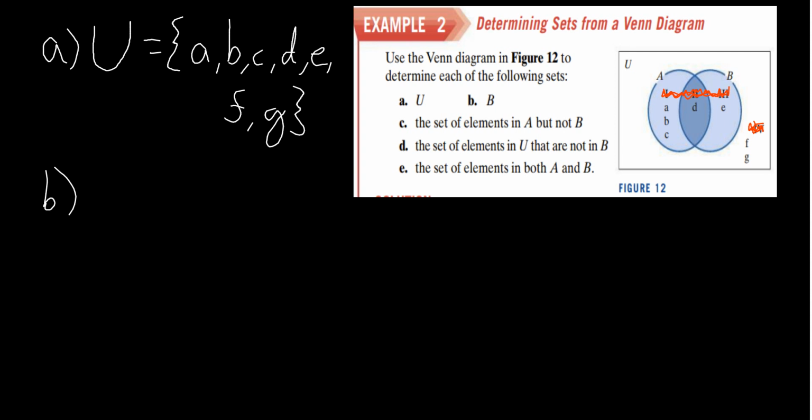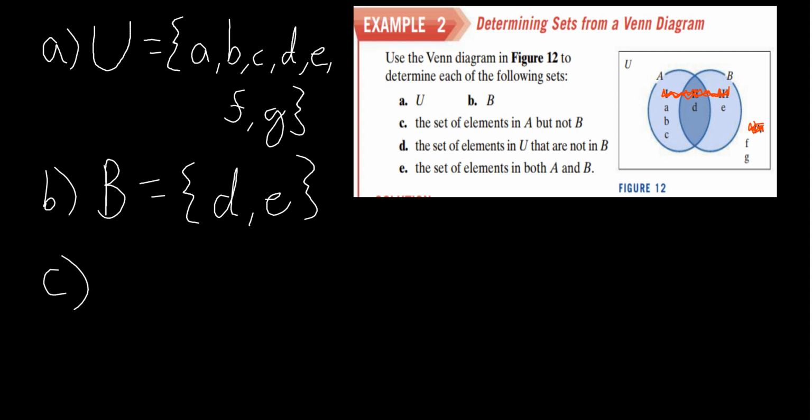Well, it looks like it's E and D, right? Because if we look, set B is this whole circle here, not just the light blue section there. The light blue section is what's in B and not in A. So it's that entire circle. So it looks like D and E are in B. So we can say the set B, big B, contains the elements D and E.